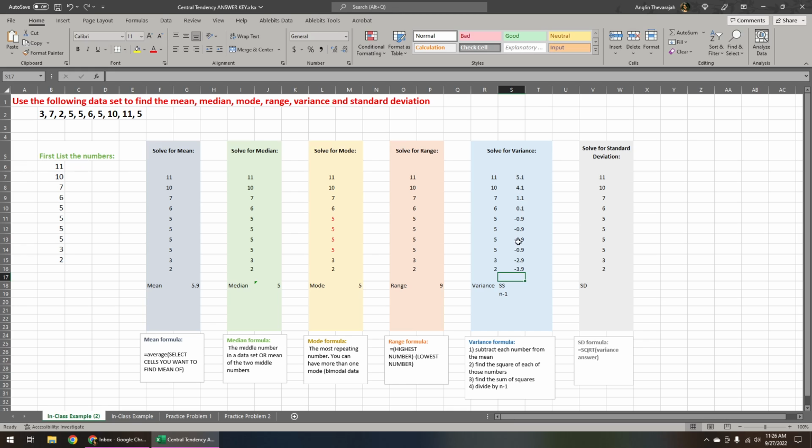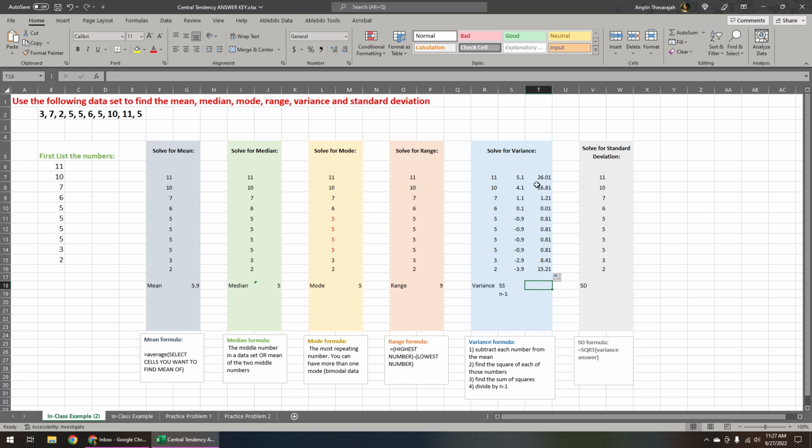So now that you have all of these numbers, what you're going to do is square all of these numbers. So you're going to do equals the number to your left, the caret symbol, and 2. Okay, so equals number to your left, caret symbol, and 2. And you're going to go ahead and do that for every single one.